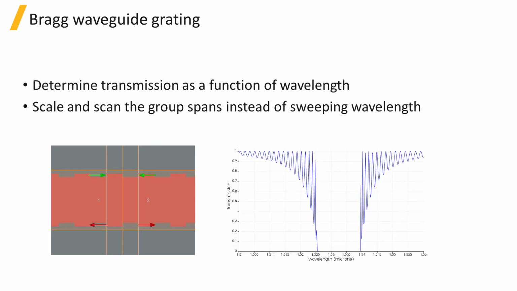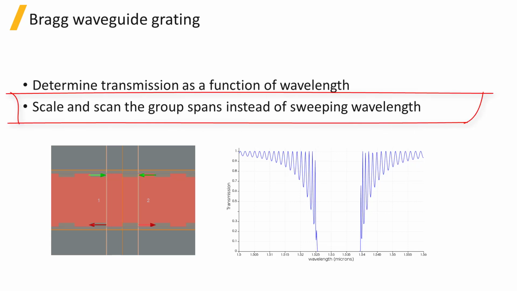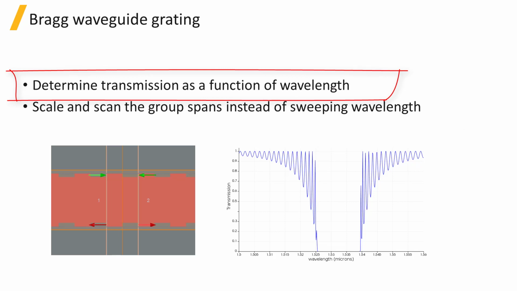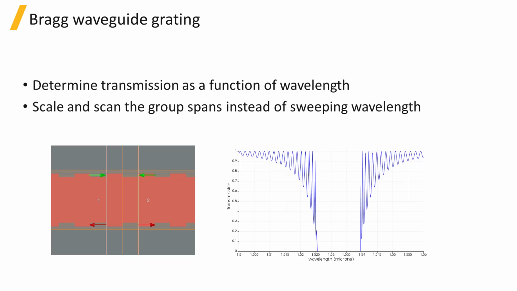This Bragg waveguide grating example is very similar to the previous fiber Bragg grating, but it demonstrates a clever trick of sweeping the group spans of the grating instead of sweeping the wavelength to obtain the full transmission spectrum as a function of wavelength. This makes the simulation very fast, since changing the length in EME does not require rerunning the simulation, while the wavelength sweep requires a new simulation for each wavelength point. For a detailed explanation about this approach, please see the link below.